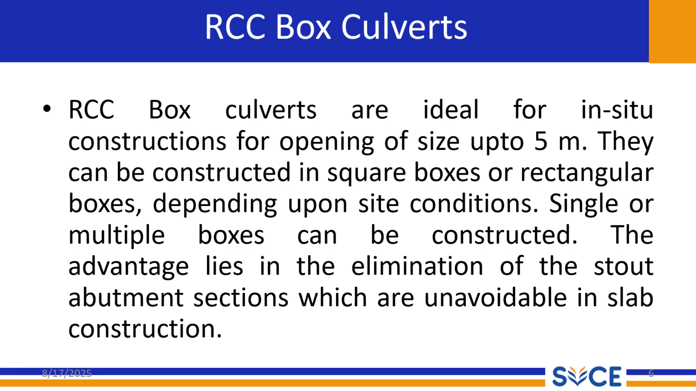So this box has a top slab, bottom slab, and side walls, all cast monolithically to act as a single structural unit. The RCC box culverts are particularly suitable for situations where the discharge is moderate to high and where the height of the embankment is limited. They are commonly used under the roads and railway embankments to allow cross drainage of water streams, stormwater, or even pedestrian passage.